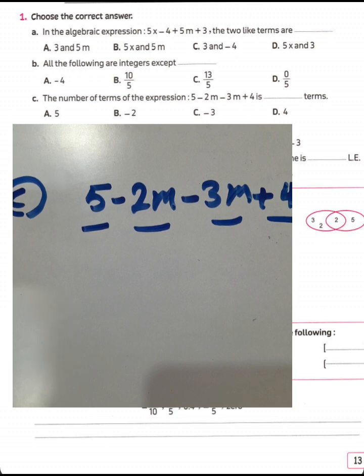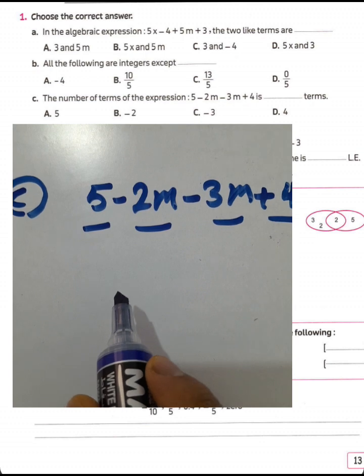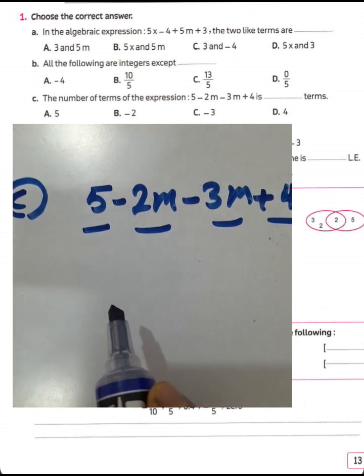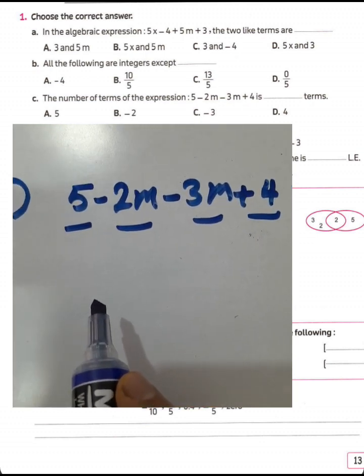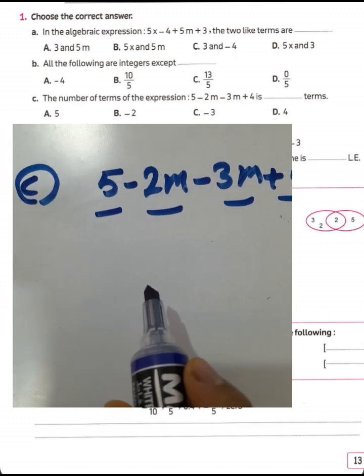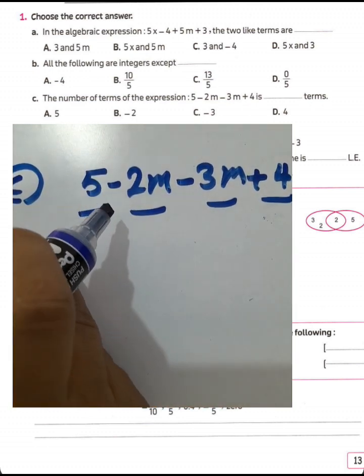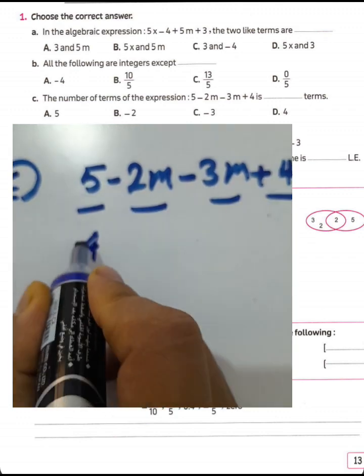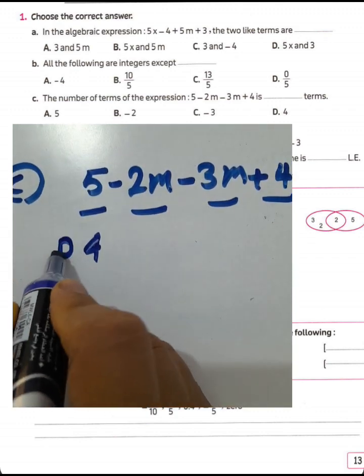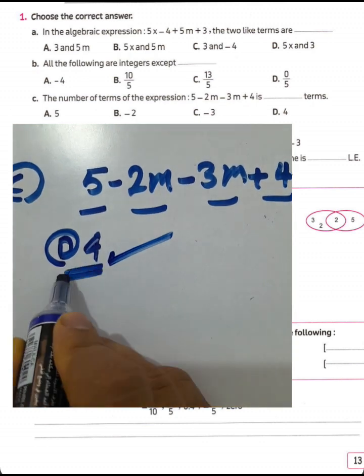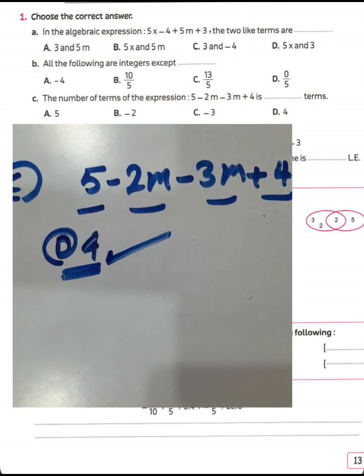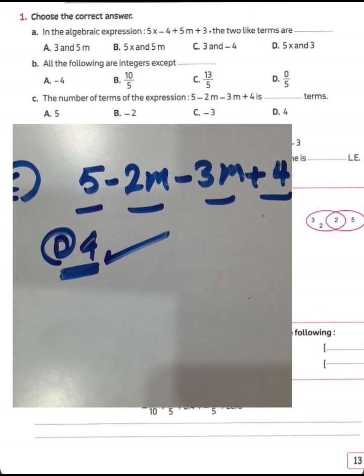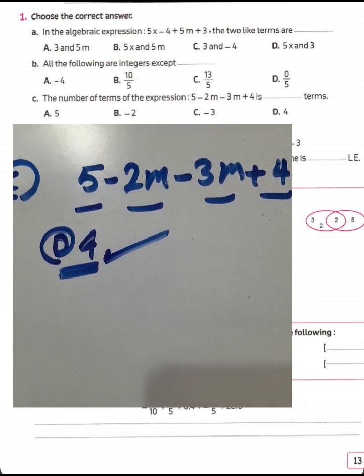Understood? The number of terms of this expression is what? 4 terms. Choose letter D for question letter C. The result will be 4. The number of terms of the expression 5 minus 2m minus 3m plus 4 is 4 terms.